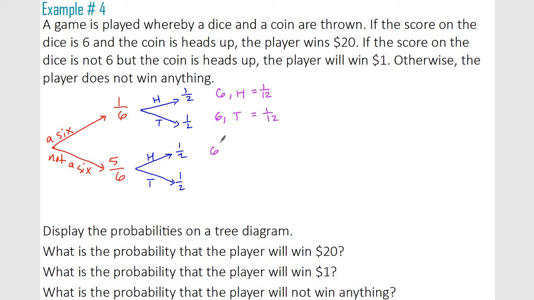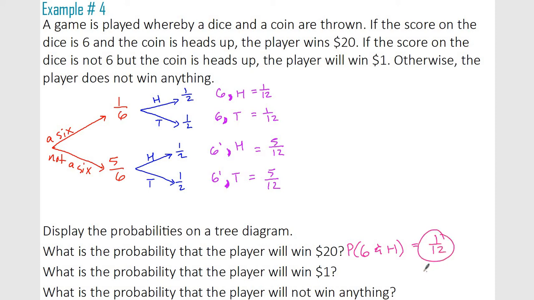The odds of getting a not 6, okay, these are commas, by the way. All right, not 6 and heads, not 6 and tails. So not 6 and heads, let's see, that's 5/12 and 5/12. So, first question, what is the probability that the player will win $20? Well, they win $20 if the probability of getting a 6 and heads. 6 and heads is 1/12.